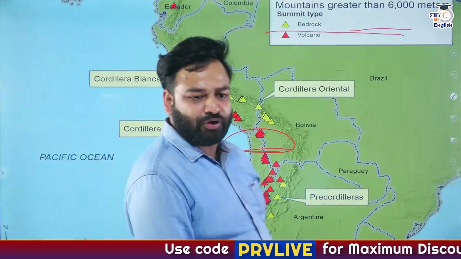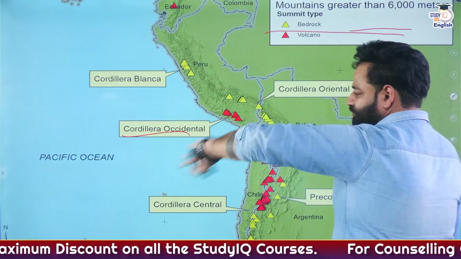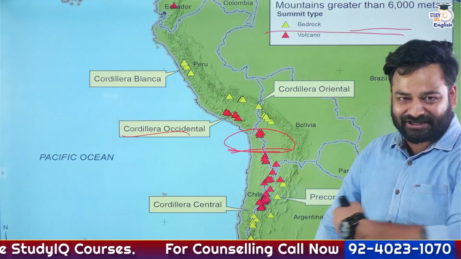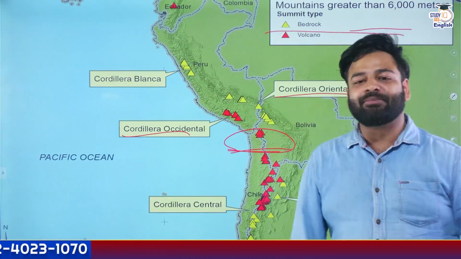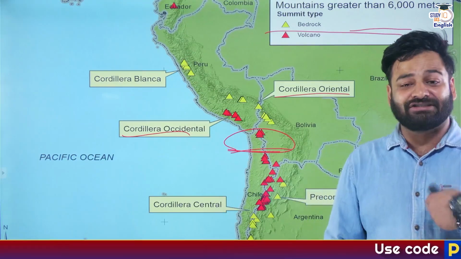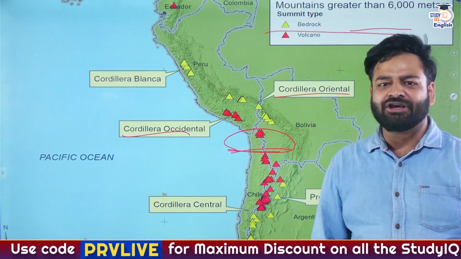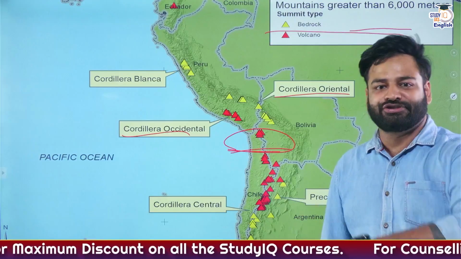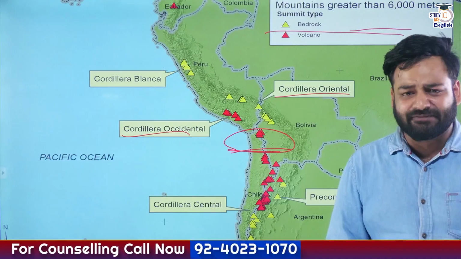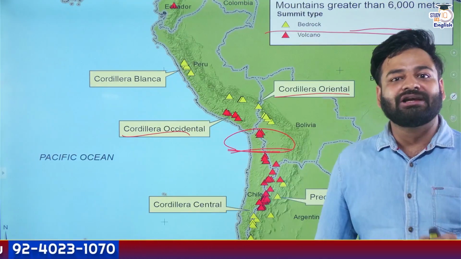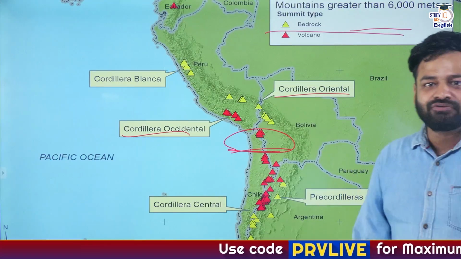So let's see the locations. As we can see here, this one, Cordillera Occidental, is more towards the west, touching more of the Pacific. But the Cordillera Oriental is towards the east. So what type of question might you expect? Is Cordillera Occidental near the Pacific, or is Cordillera Oriental near the Pacific? Or simply, which among the following lies close to the Pacific? Not the Pacific Ring of Fire, simply the Pacific. It will be Cordillera Occidental, not Cordillera Oriental. Cordillera Oriental is towards the inner side, the east, whereas Cordillera Occidental is towards the west.